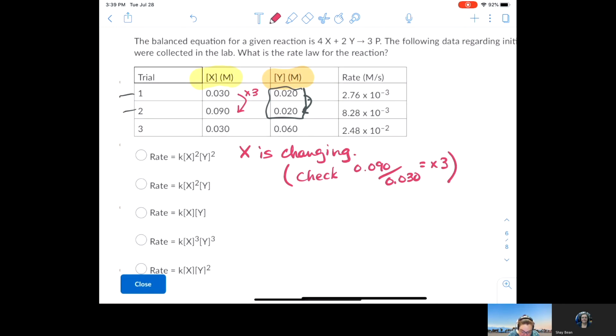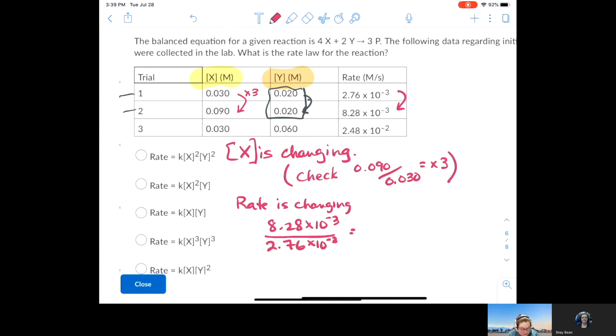Now I want to see what the rate did. That was the concentration of X. Now I look at how the rate is changing. Again, if you're not sure about the numbers, take the second one divided by the first one. You're always taking the larger and dividing by the smaller just to keep from having fractions. I take 8.28 times 10 to the minus 3 divided by 2.76 times 10 to the minus 3, and I get 3. So concentration changed by 3, rate changed by 3. That's the pattern of a first order process. That means the concentration of X will be raised to the first power.